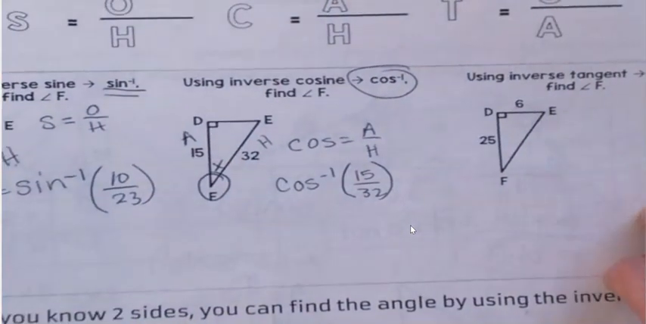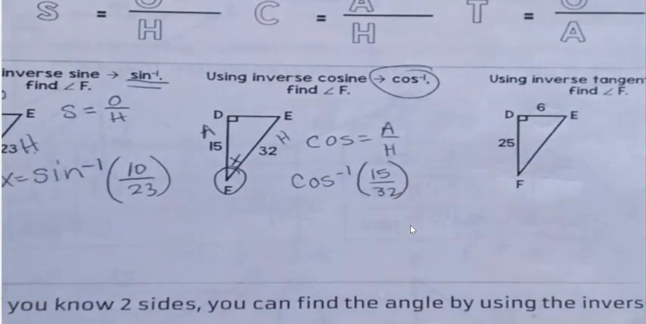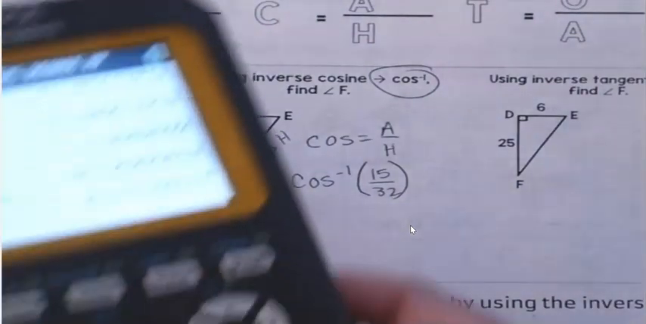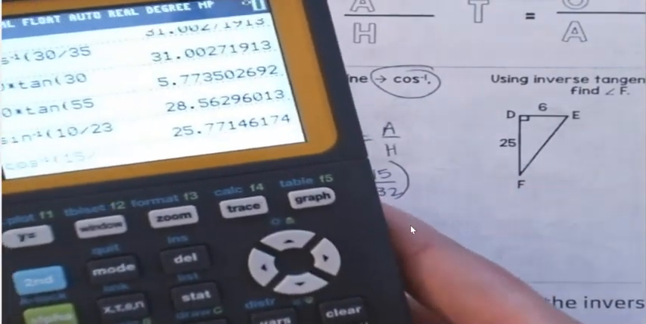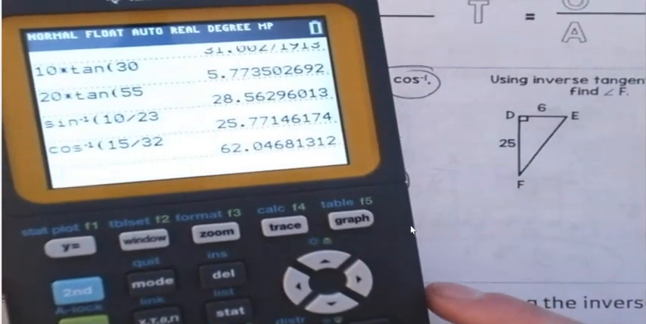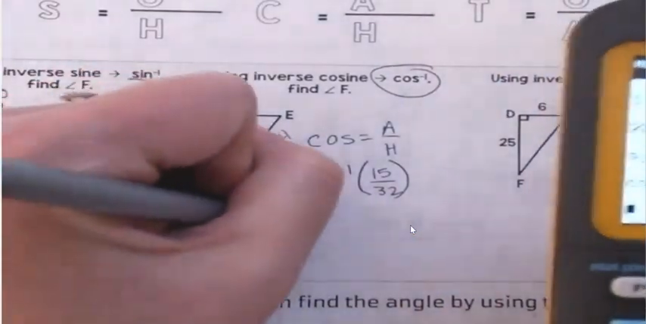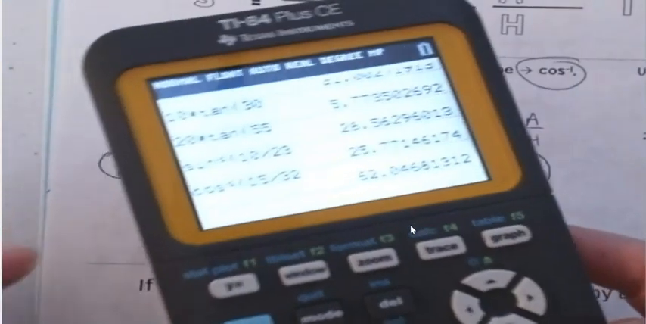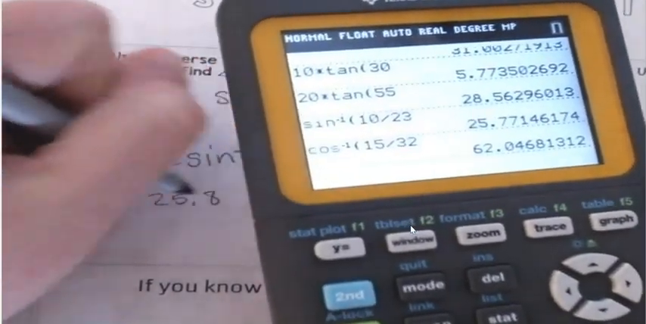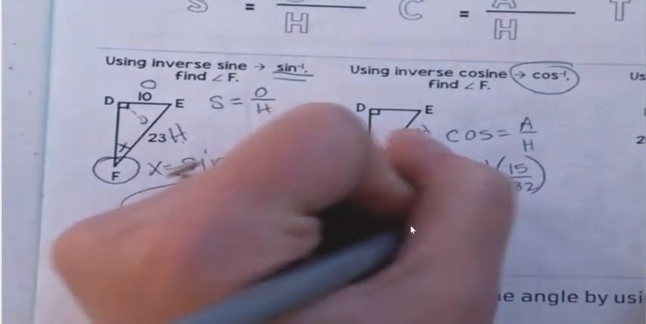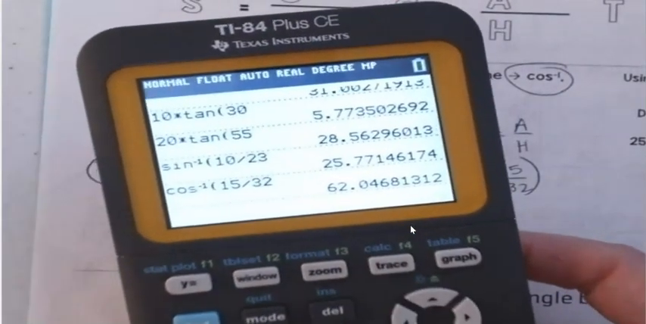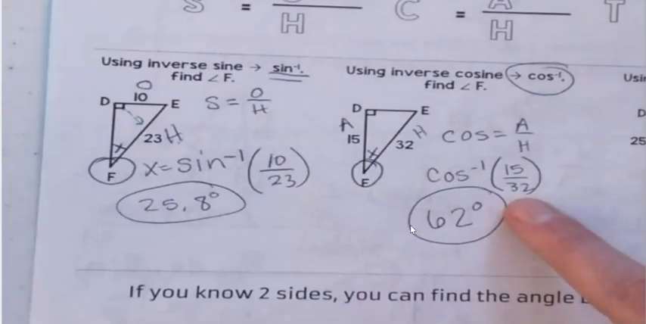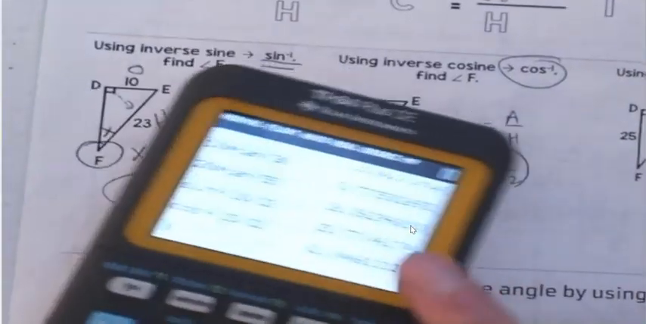So this is much easier. It takes the whole step out of figuring out, do I multiply, do I divide, how does that work? And so you just do second cosine to get the cosine inverse. 15 divided by 32. And you should have 62.0, so just 62. Oh, I never put the answer for this one before. 25.8 degrees. So this one rounds, it's like 62.0. In Delta Math, it asks you to go to the nearest tenth, but for this one, 62 is fine.